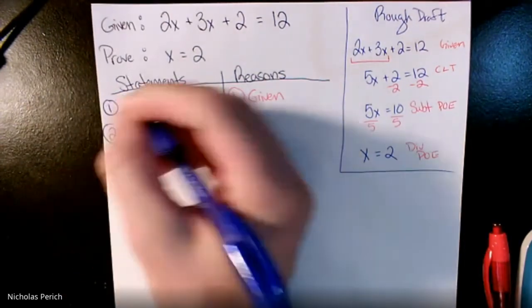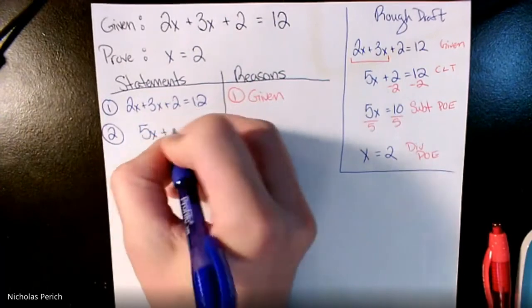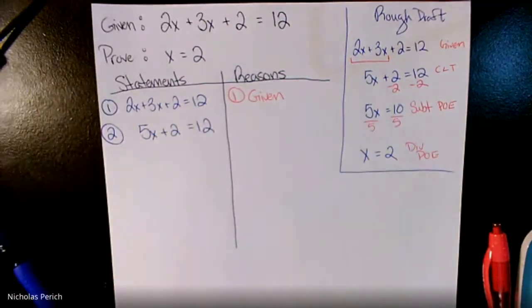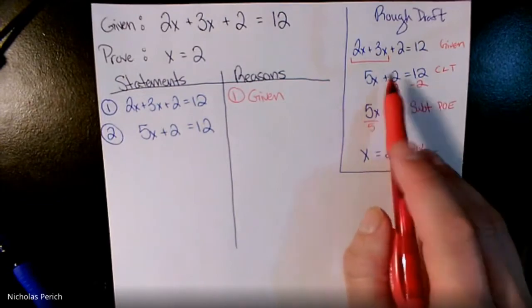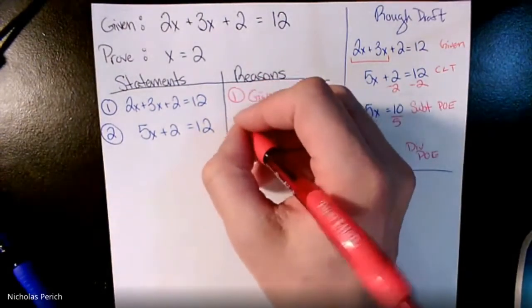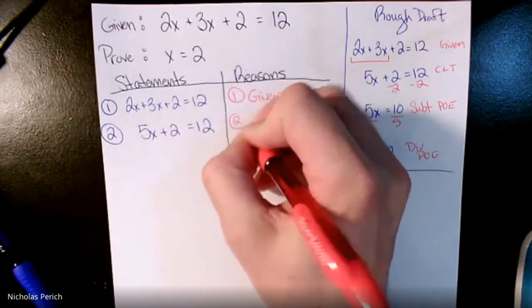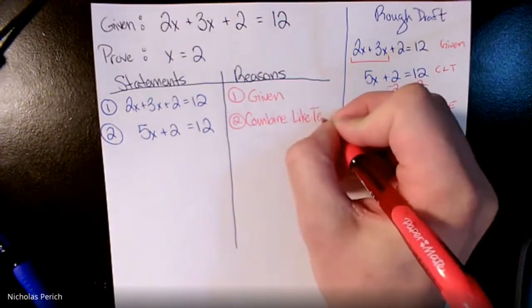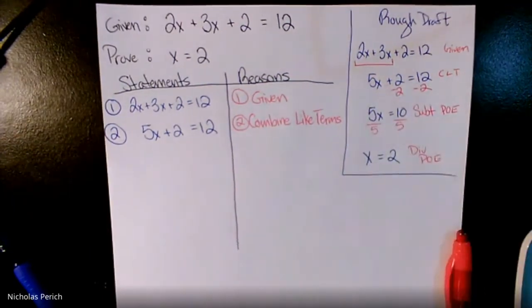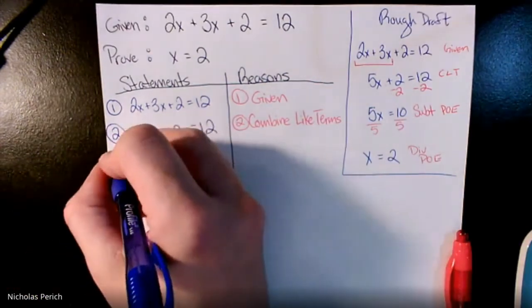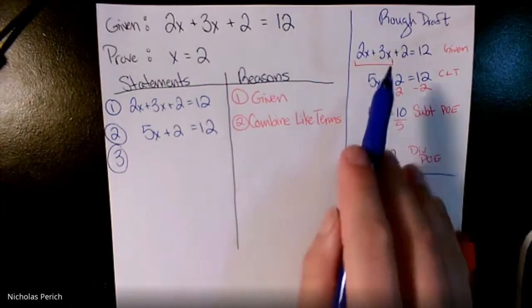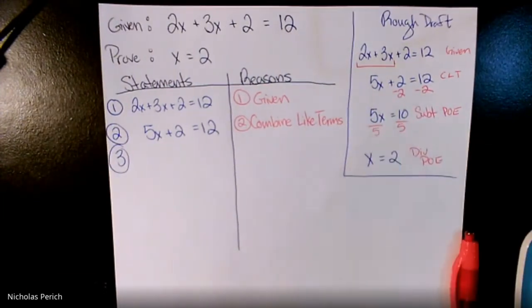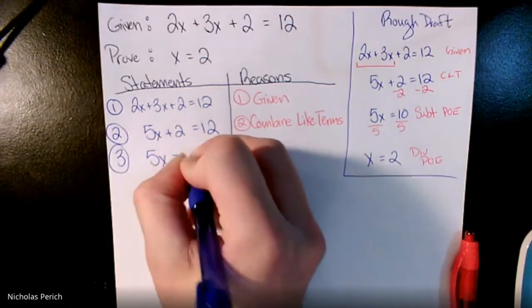The next thing I did was I combined the 2x and the 3x, and that gave me 5x plus 2 equals 12. So statement number 2 was line number 2 over here. And my reason from going from 2x plus 3x to 5x is because I combined like terms. Step 3 is over here. I went from 5x plus 2 equals 12 to 5x equals 10.